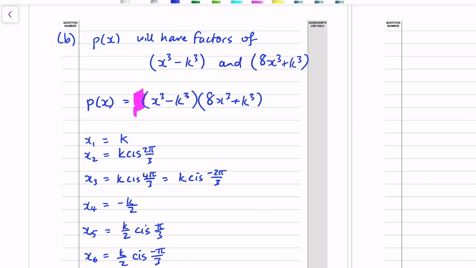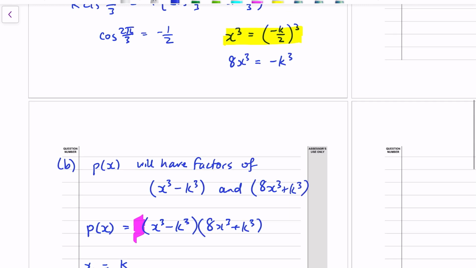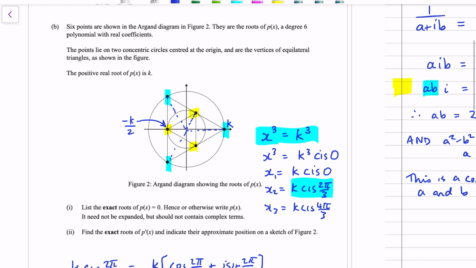So that's kind of like a hard merit question, really. You need to understand that when you have a cubic equation of the form x cubed equals k cubed, like we did in blue there, it's got 3 solutions and they're all equally spaced around the origin. The thing about this problem is it gave you the solutions and asked you what the equation was, which definitely made it trickier. Okay, and then the last thing it asks us to do is to find the roots of the derivative.